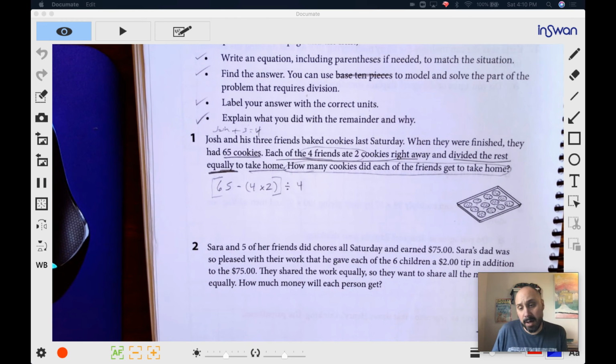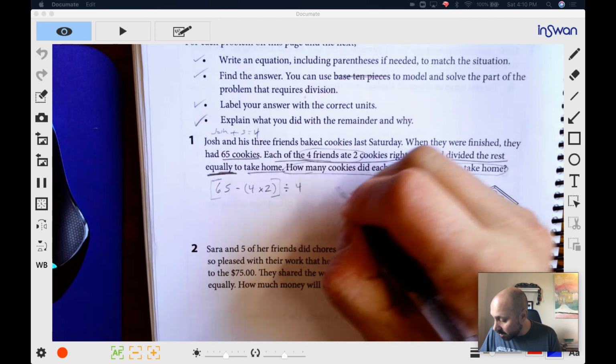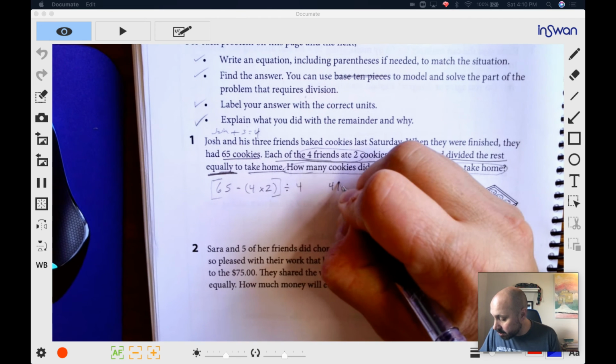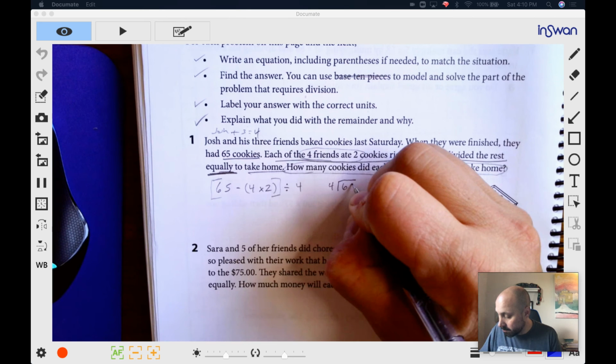So you could do the ratio table, which Mr. Mack likes, or you could do what I call the give and take strategy, or some people call the hangman strategy. So let's try the hangman strategy. It looks a lot like long division.